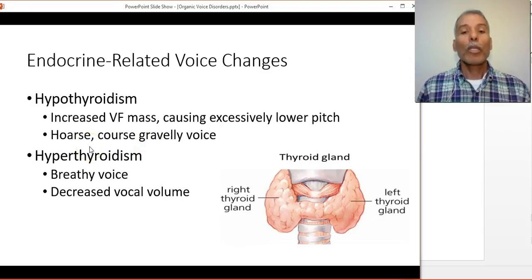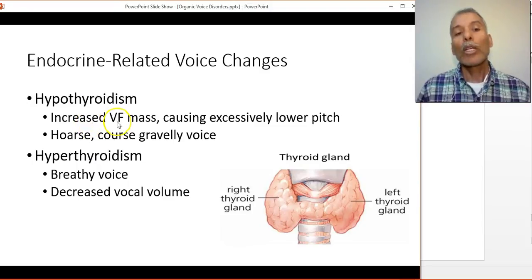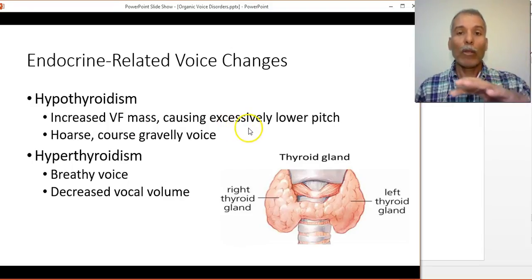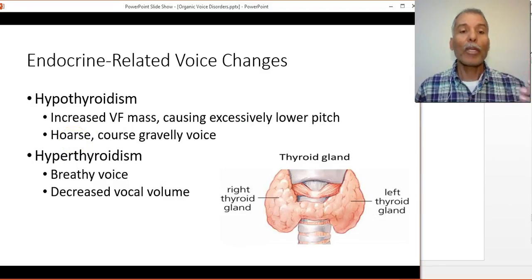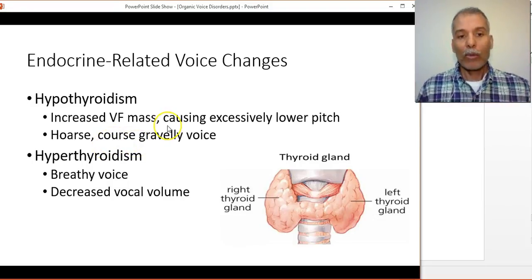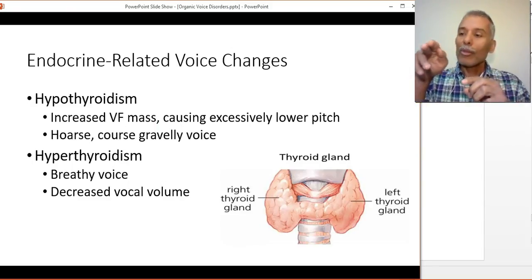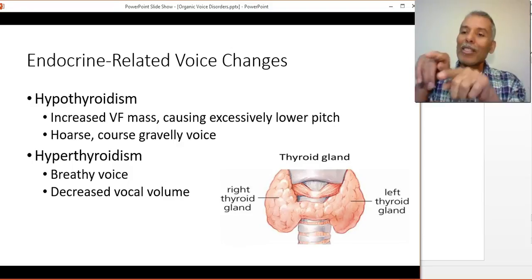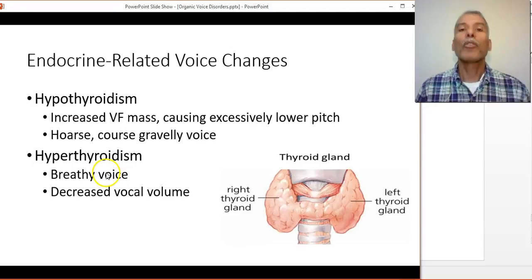So the symptoms of hypothyroidism would be increased vocal fold mass, and that causes an excessively lower pitch. That is also accompanied by hoarseness and a gravelly voice, because when you increase the vocal fold mass, you could again produce some uneven edges along the glottal vibratory edges.